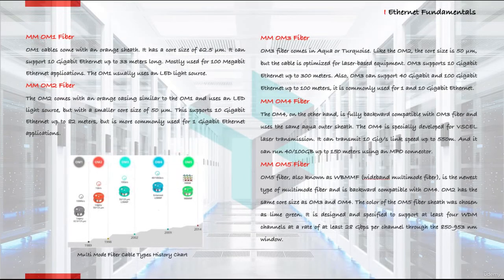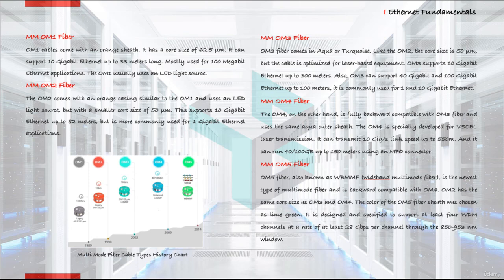OM2 multi-mode fiber also uses an LED light source and 50 micron cores, supports 10 GB Ethernet up to 82 meters long, but is more commonly used for 1 GB Ethernet applications. The OM3 multi-mode fiber comes with an aqua jacket. Like the OM2, the core size is 50 microns, but the cable is optimized for laser-based equipment. OM2 uses LED light, but OM3 uses laser-based equipment. OM3 supports 10 GB Ethernet up to 300 meters, and can support 40 GB and 100 GB Ethernet up to 100 meters, but is widely used in 10 GB Ethernet applications.